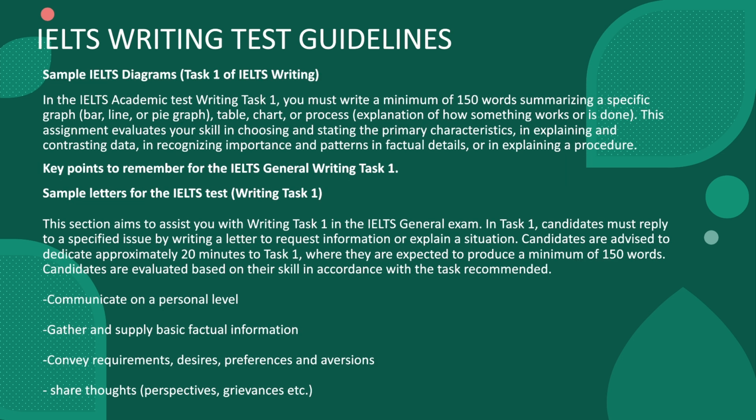So let's get back to the sample IELTS diagram. In the IELTS academic test, writing Task 1, you should write a minimum of 150 words summarizing a specific graph, bar, line, or pie graph, table, chart, or process.